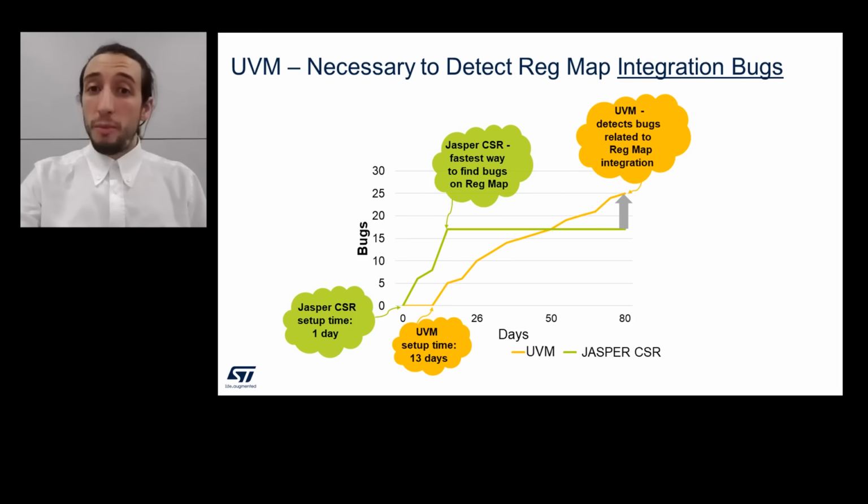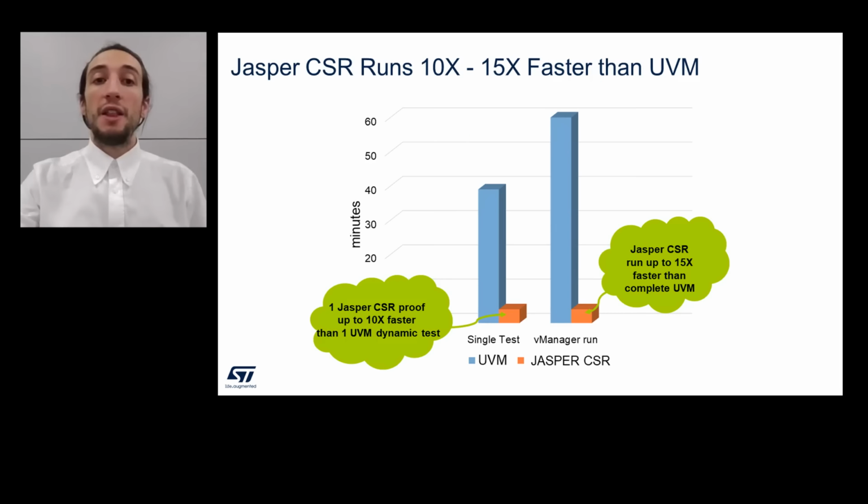Furthermore, not all the bugs that Jasper CSR found were also found by UVM. So the combination of the two methodologies is able to find all possible bugs. The last comparison to make is about the total runtime. We used the Cadence vManager verification management tool for our UVM methodology with Xcelium and for Jasper CSR.